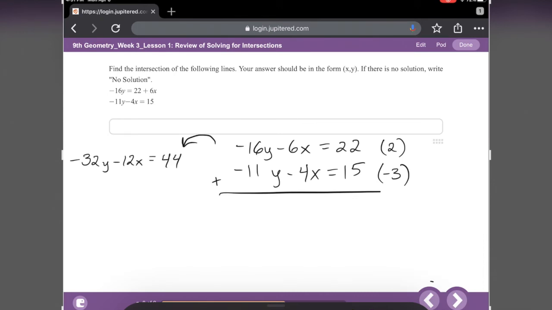Okay, what about the bottom equation? Negative 3 times negative 11y is 33y. Negative 3 times negative 4x is positive 12x. And then negative 3 times 15 is negative 45. So now we add together these two equations, and what are we left with? We have 1y is equal to, what, negative 1. You can see the x's just canceled out there. I had 0x. So perfect, y is equal to negative 1.